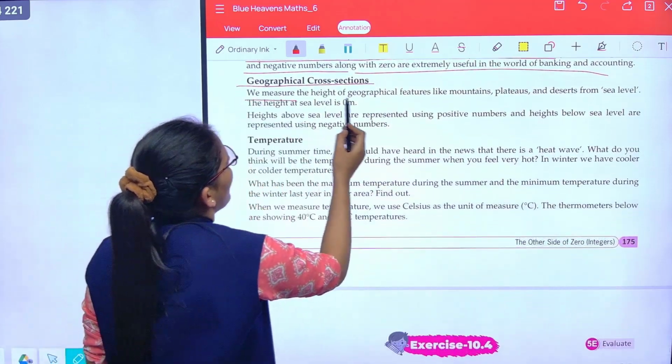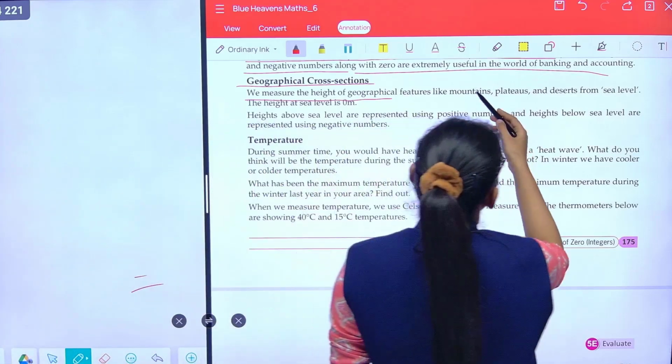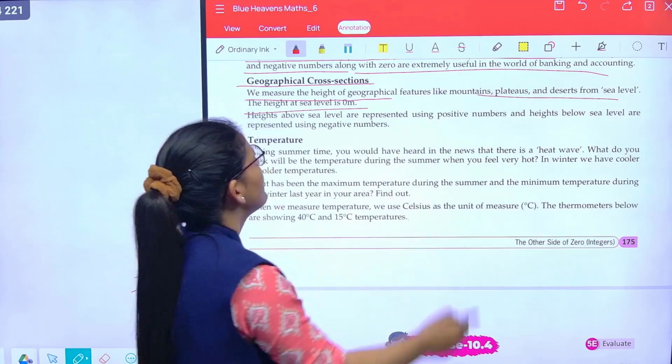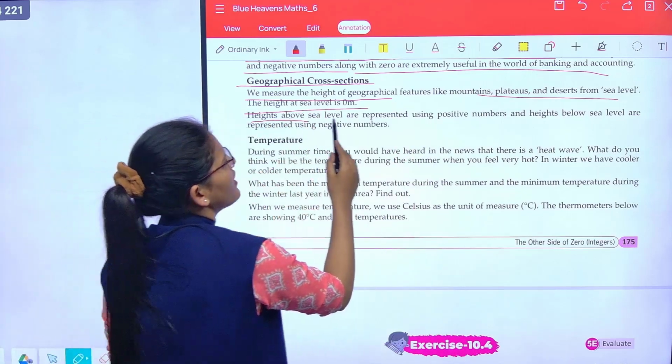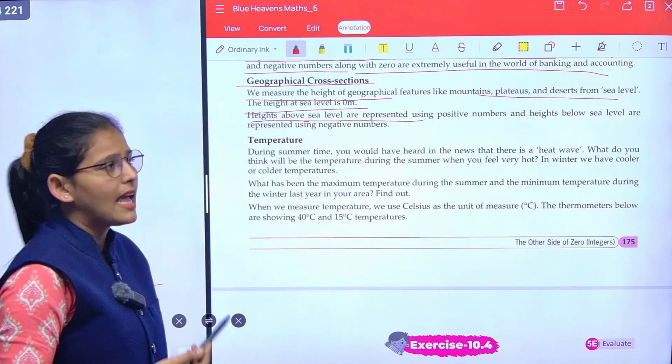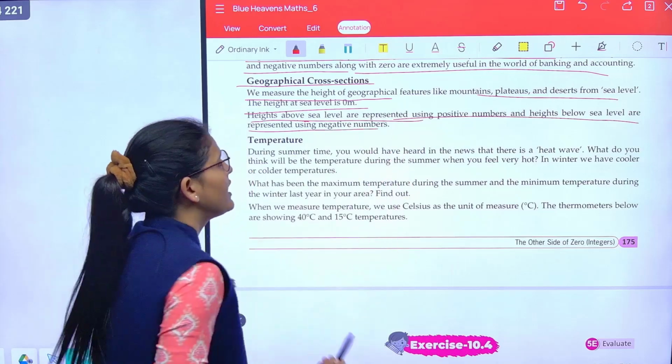Now class, geographical cross sections. We measure the height of geographical features like mountains, plateaus and deserts from sea level. The height at sea level is 0 meter. Heights above sea level are represented using positive numbers and heights below sea level are represented using negative numbers.